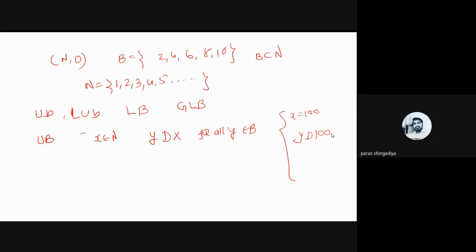Now replace one by one the values of y. First replace 2. So 2 divides 100. That is correct. Next number is 4. 4 divides 100. That is also true. 25 is the answer.